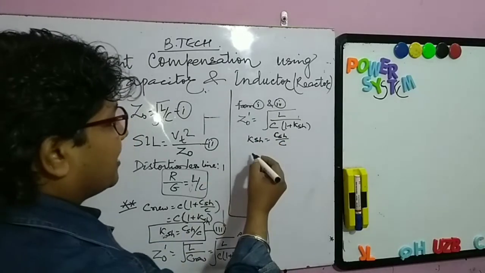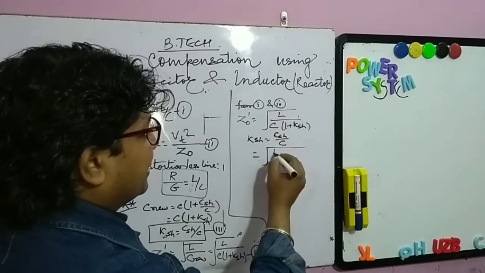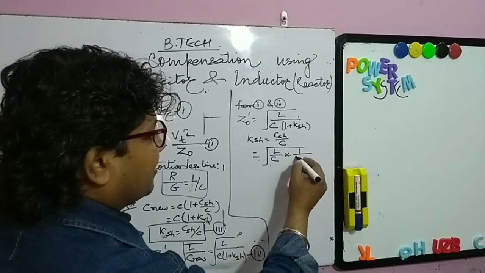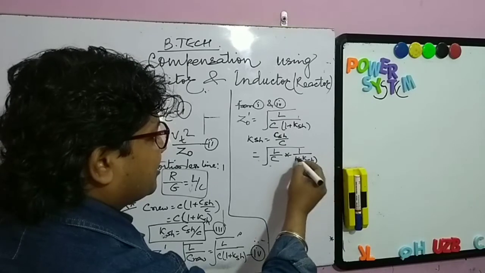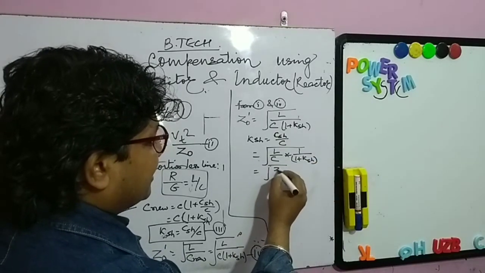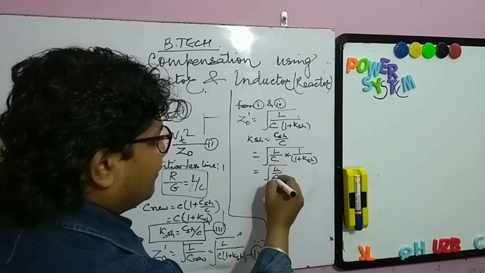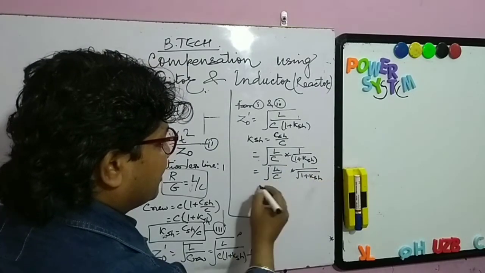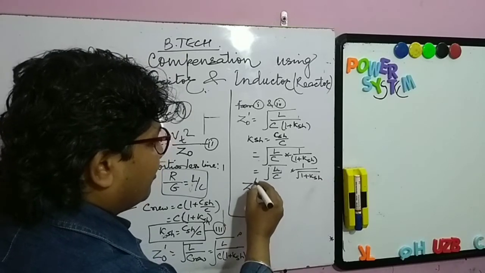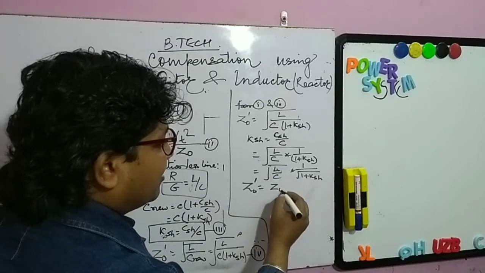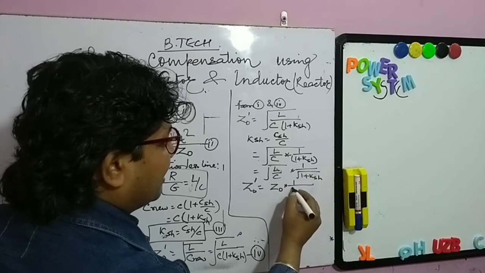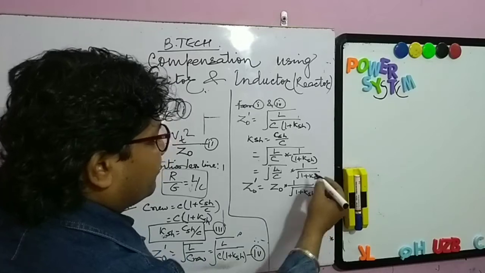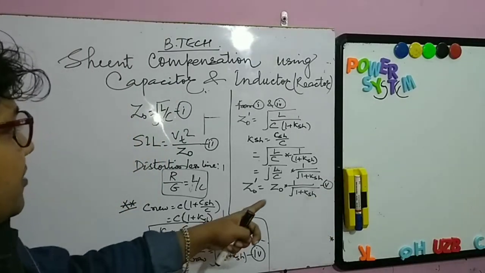So we can write here L by C into 1 by 1 plus k_sh. So we can write Z as under root L by C into 1 by under root 1 plus k_sh. So this Z naught dash becomes Z naught into 1 by under root 1 plus k_sh. This is our equation number 5.